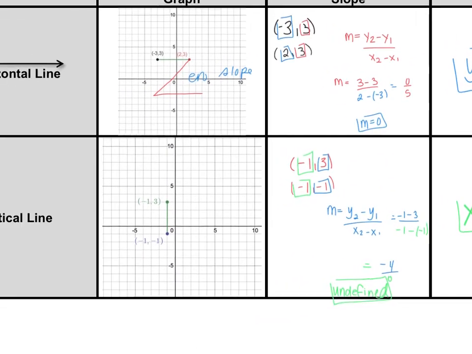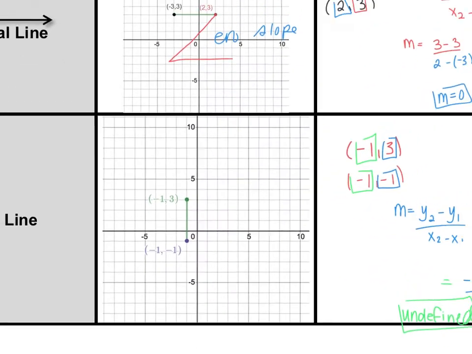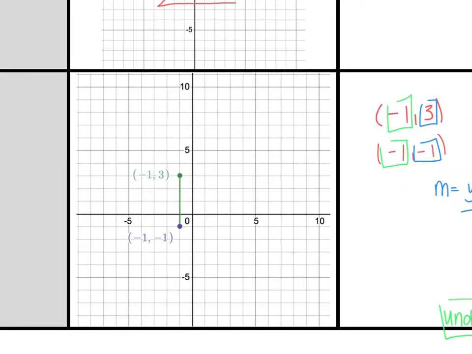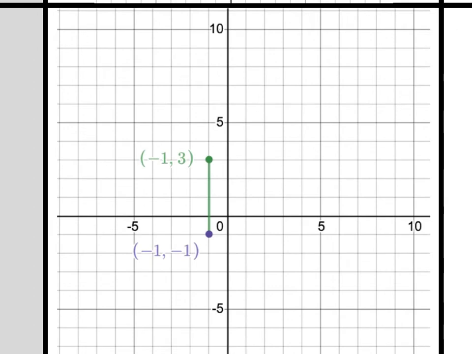I'm basically saying, regardless of whatever my y value is, I'm always going to have x equal to -1. And whenever I have an undefined slope, I really have no slope. So if I want to just look at my visual, I can make the letter n out of this. So, no slope. And that's just a trick.